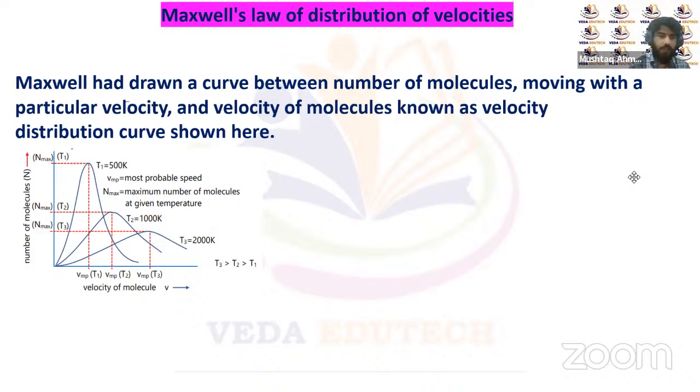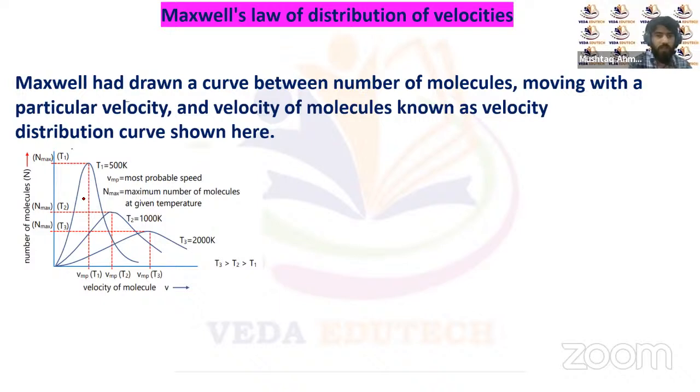You can see here that this was the curve obtained at different temperatures. For T1, 500 Kelvin, this is the peak observed, and then if we increase the temperature, the peak shifts in the downward direction and the graph moves in the rightward direction. Similarly, if we further increase the temperature from 1000 Kelvin to 2000 Kelvin, the peak once again shifts downward and the graph shifts towards the right.